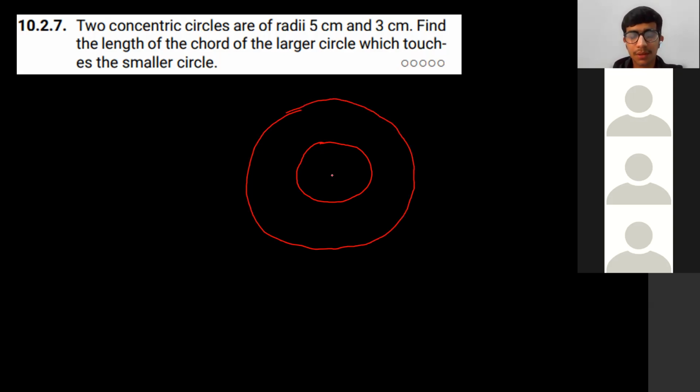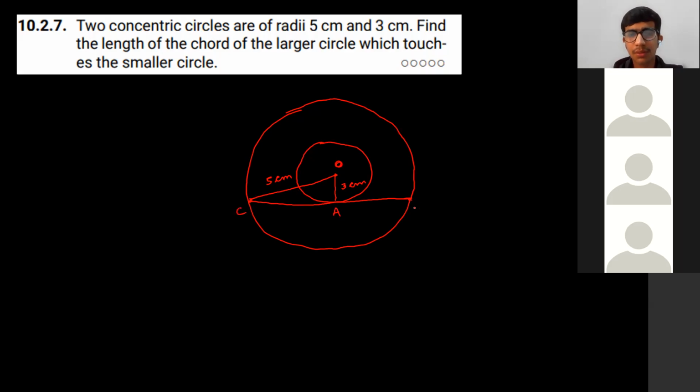Right. Ananya. What we are given is that the radii of these two circles are 3 and 5. So this is 3, and let's say this is 5. We have to find the length of the chord of the larger circle which touches the smaller circle. So for the inner circle the chord is the tangent, and for the larger circle it's the chord. So will it look something like this? It is a chord for the larger circle and it is a tangent for the smaller circle.